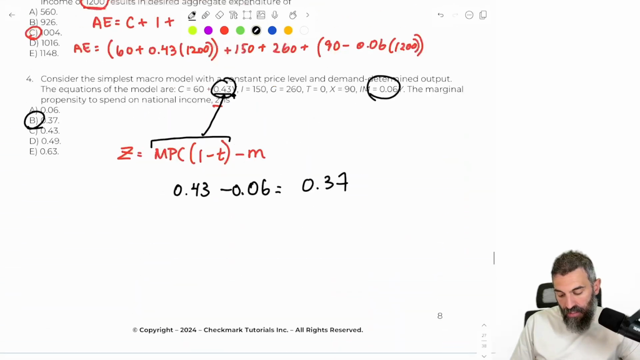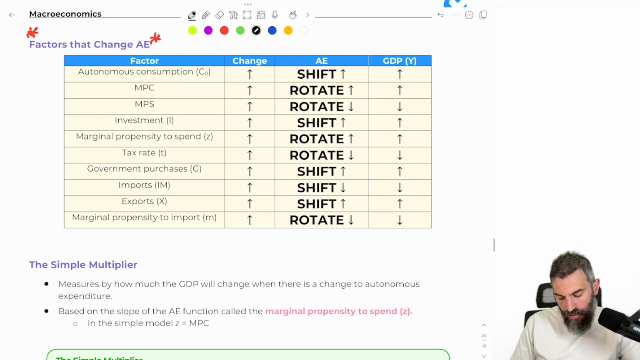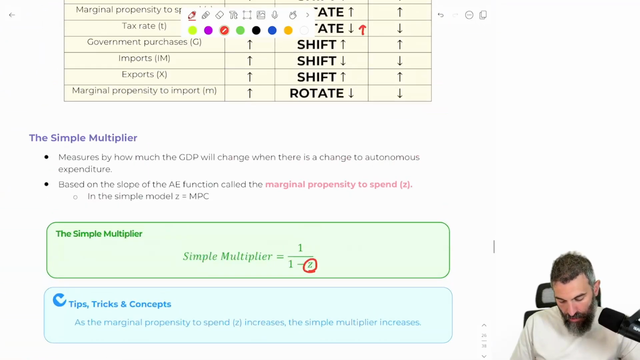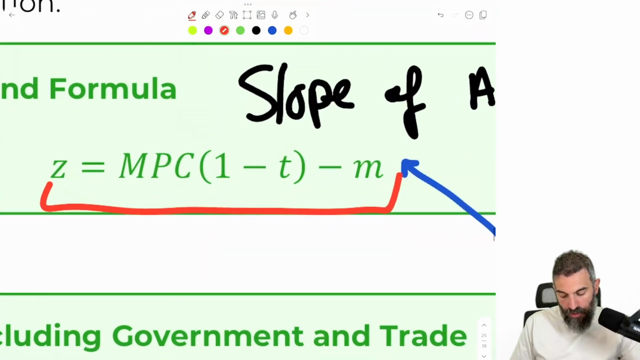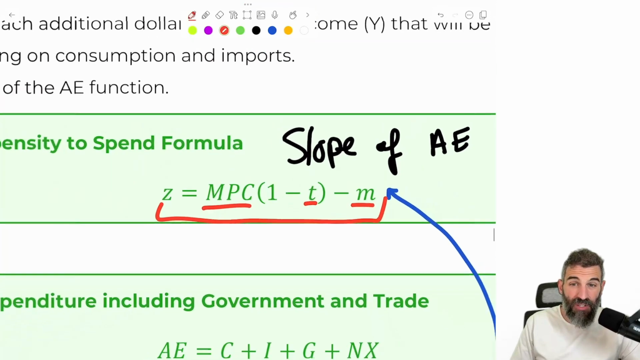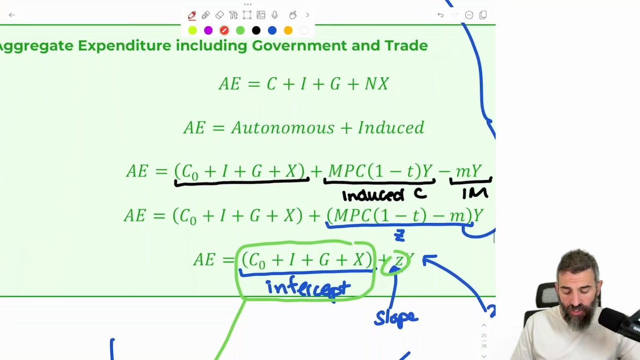If you go back to this table, if your tax rate goes up, it rotates down. So here, the question was the opposite. If your tax rate falls, you rotate up. Anything affecting a slope, again, look at the slope function. Anything that changes between these three would cause a rotation. Anything that changes on the autonomous side would cause a shift.